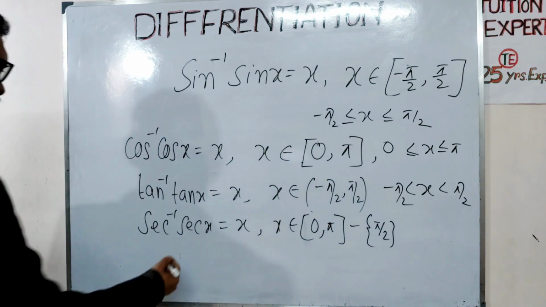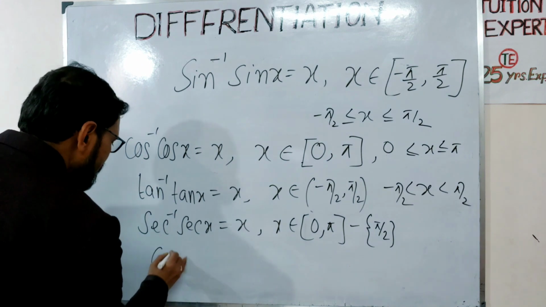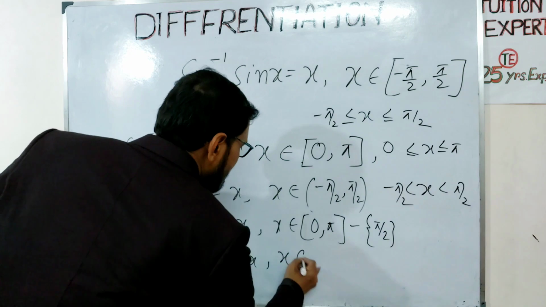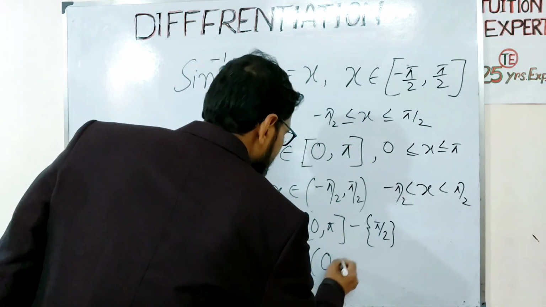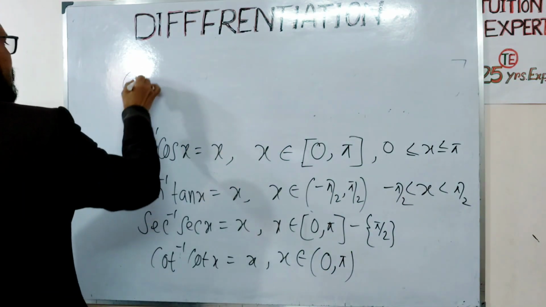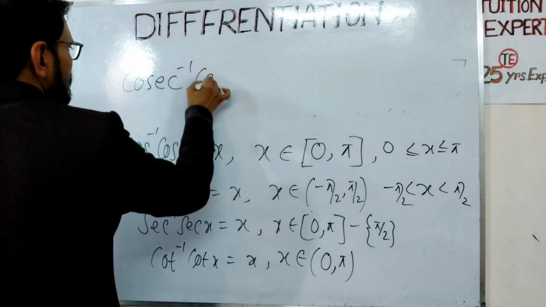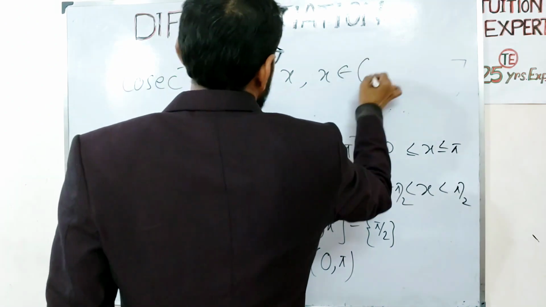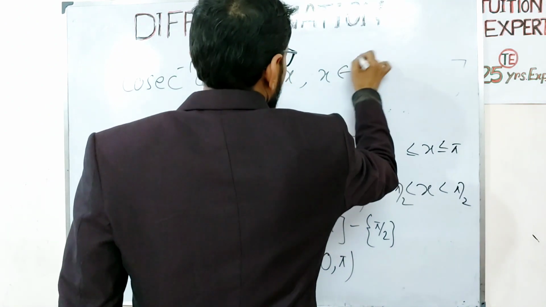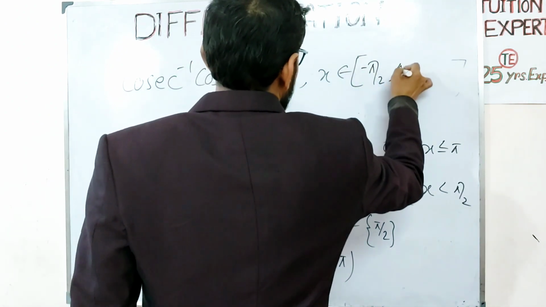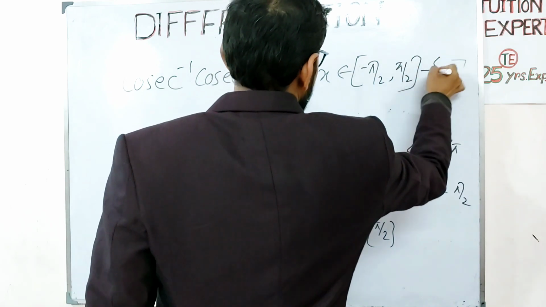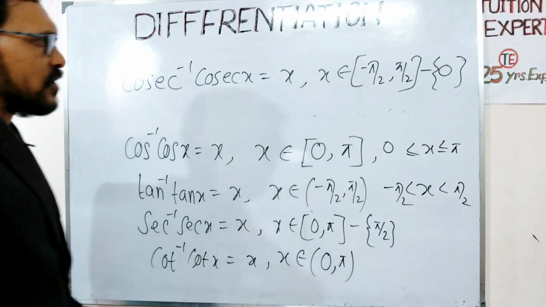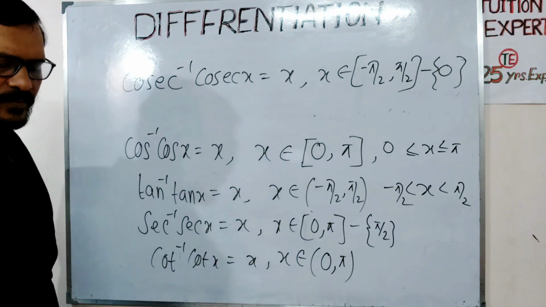Now cot inverse cot x equals x when x lies between 0 to pi, and cosec inverse cosec x equals x when x lies between minus pi by 2 to pi by 2 except 0, because cosec x equals 1 by sin x, and 1 by sin 0, that is 1 by 0, is undefined.